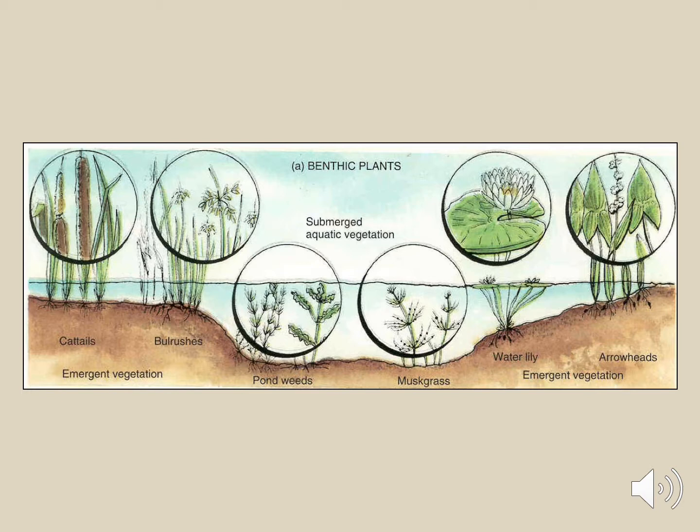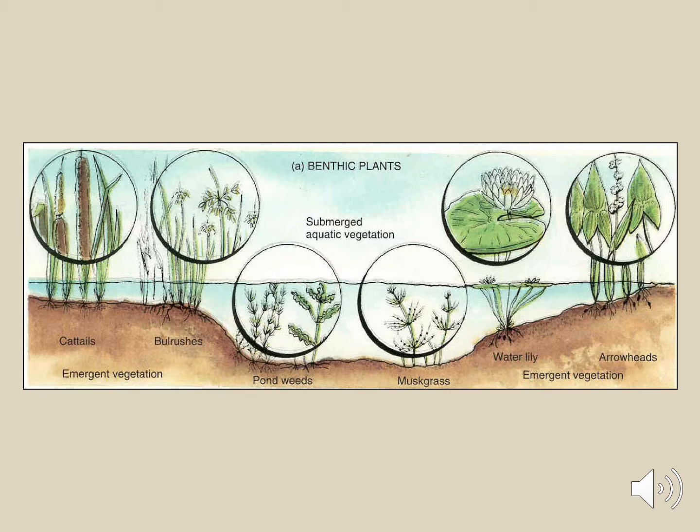Bulrushes are another example of a benthic plant. Again, rooted on the bottom of the water body, the bulrushes grow through the water, and they emerge. Over here on the right, a water lily. Again, a benthic plant rooted on the bottom of the water body, grows through the water body, and the lily pads and the flowers actually appear above the surface of the water body. And arrowheads are another example of a benthic plant. Here again, rooted on the bottom, the arrowheads grow through the water body and they reach the surface and they emerge. So these are examples of benthic plants.